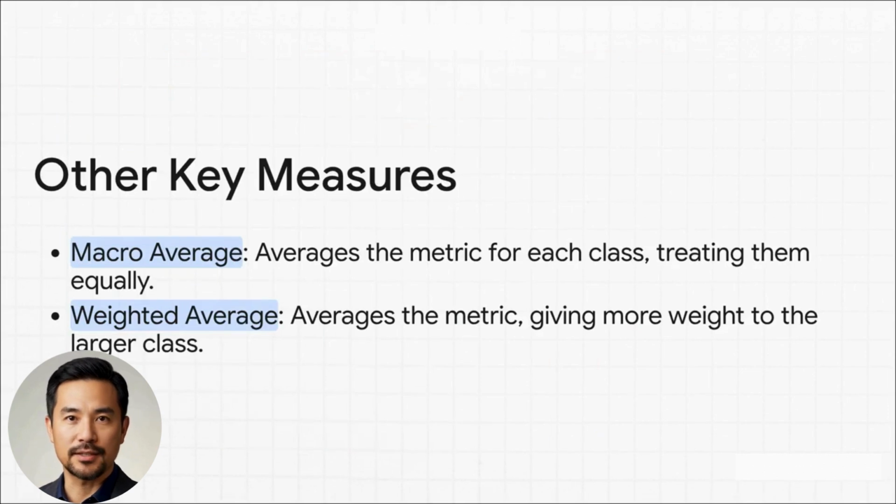Now, a lot of reports will also show you a macro and a weighted average. Just think of these as different ways of looking at the overall score. The macro average is great if you care about performance on all classes equally, no matter how rare they are. The weighted average gives more influence to the bigger class, so it kind of reflects the dataset's imbalance. They both just add a little extra context.